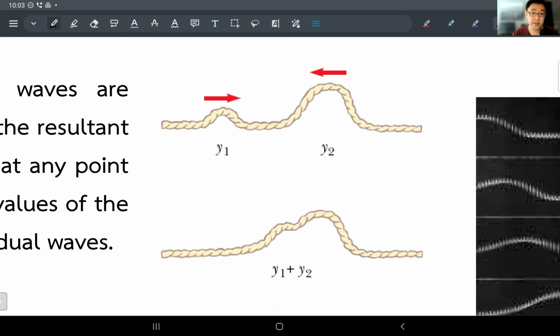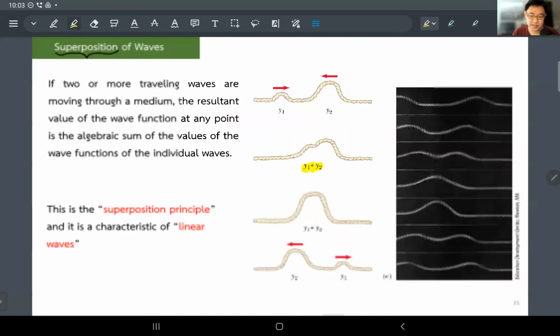During that meeting, at the midpoint over here, you might wonder what will happen to the combined wave. The answer is super simple, guys, and you will be amazed. Just add them. That's it. This principle we call the superposition principle.